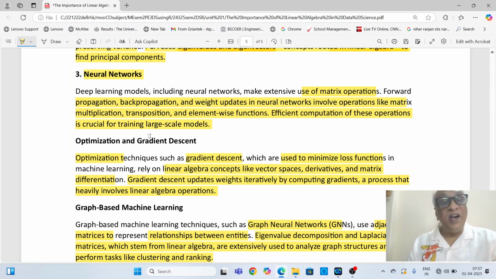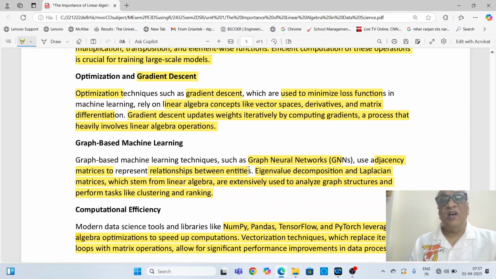Even let us say you take gradient descent. We all know gradient descent is an optimization algorithm. And what is the purpose of gradient descent? It is used to minimize the loss function. So how to derive that? To derive that, you will be using vector spaces, derivatives, and matrix differentiation, which are all linear algebra concepts only, right? Even if you take graph neural networks, there is also a dependency on adjacency matrices. Even eigenvalue decomposition and Laplacian matrices are used, which are again derived from linear algebra.